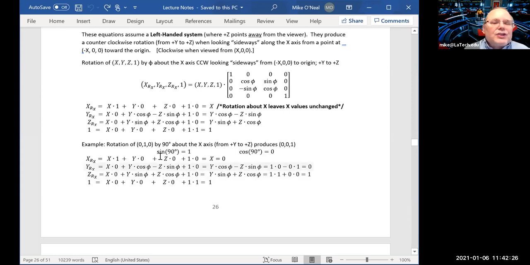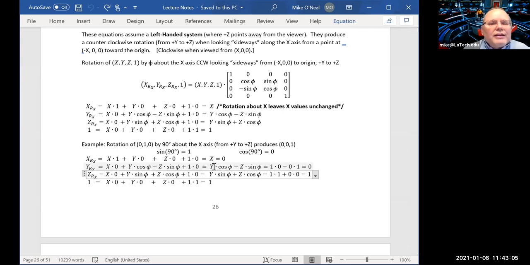That's the mistake. So again, with this input, 0, 1, 0, a 90-degree counterclockwise rotation when viewed from minus x will give you 0, 0, 1. And so you can see that the output is 0, 0, 1 when the input was 0, 1, 0. Okay?